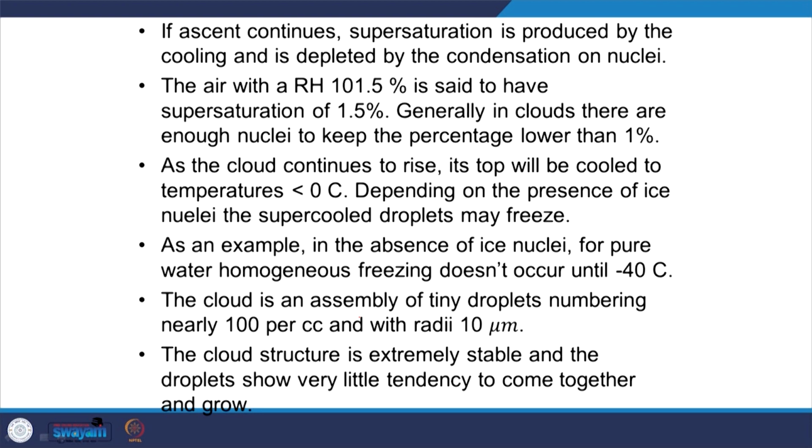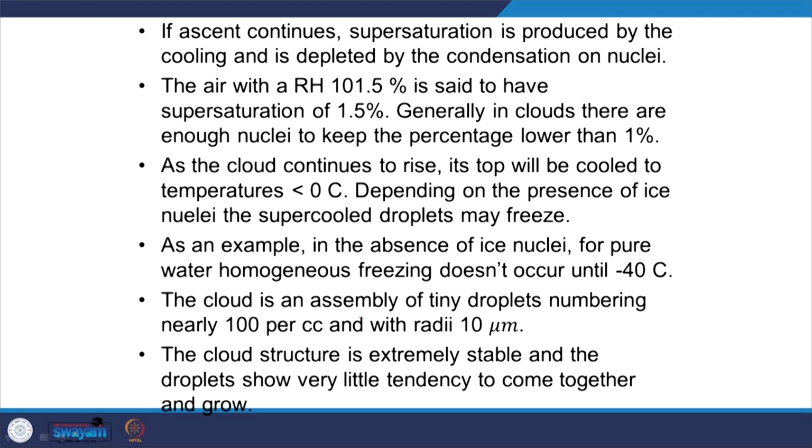As the cloud continues to rise, its top will be cooled to temperatures below 0 degrees Celsius, because we have seen in the troposphere how much the lapse rate is, and starting from, let us say, 28 or 20 degrees Celsius on the ground, the temperature reduces to 0 degrees sooner. So depending on the presence of ice nuclei, the supercooled droplets may freeze, because if the temperatures are below the freezing point, there will be a phase transition from vapor to solid phase, resulting in the formation of ice crystals. So, as an example, in the absence of ice nuclei, for pure water, homogeneous freezing does not occur until minus 40 degrees.